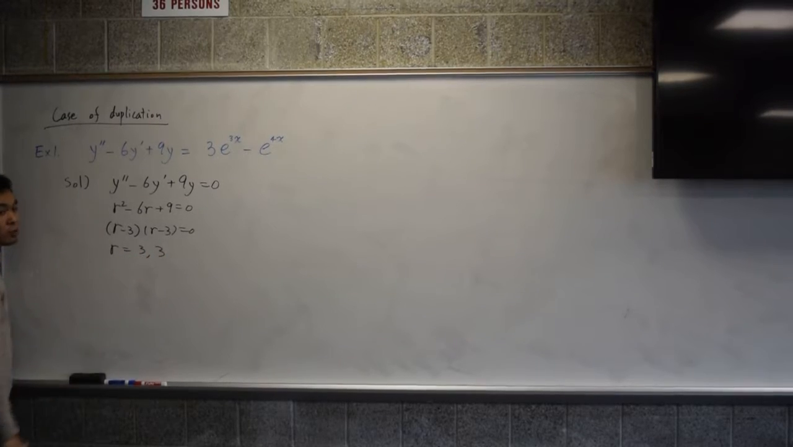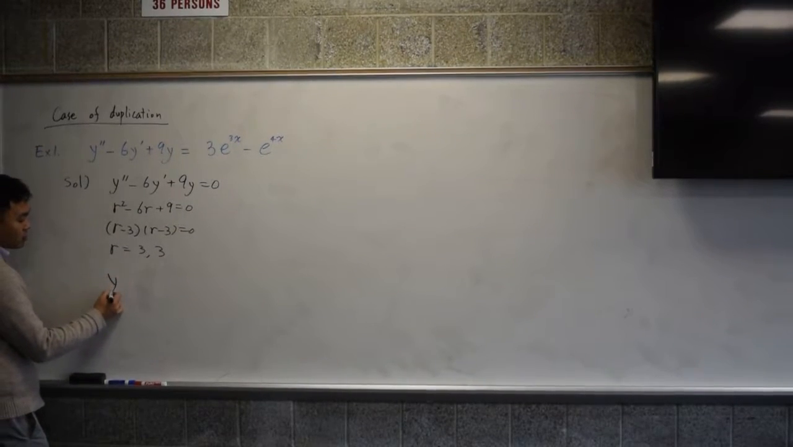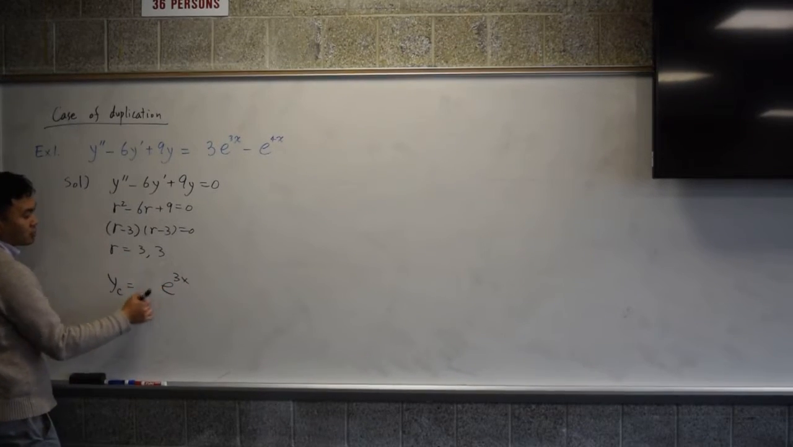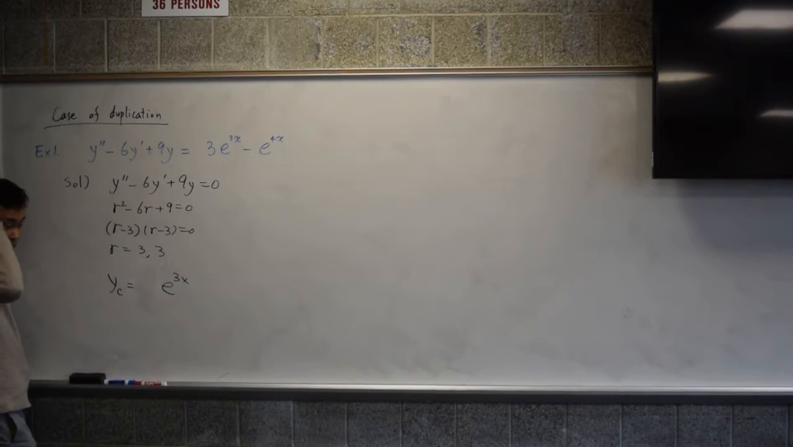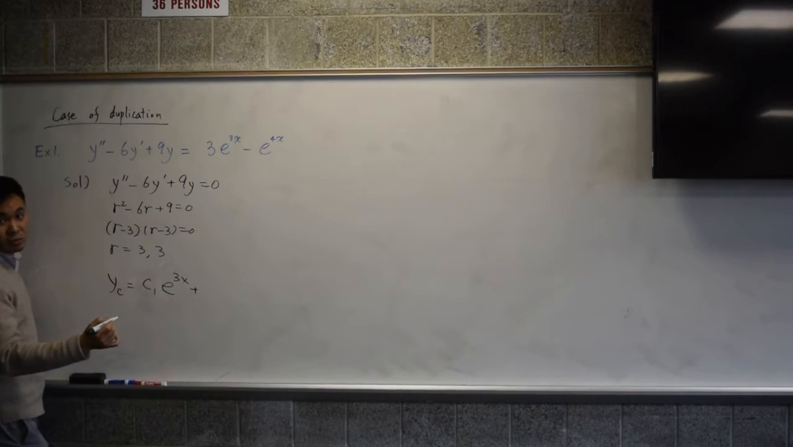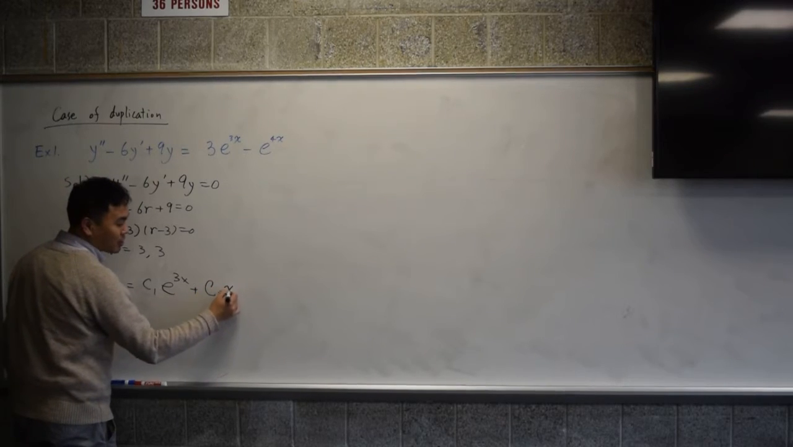Okay. If you have only one solution of multiplicity 2, like this, what's your solution? One is simply e to 3x, as before. What do you do then? What's the other solution? You multiply by an x, right?